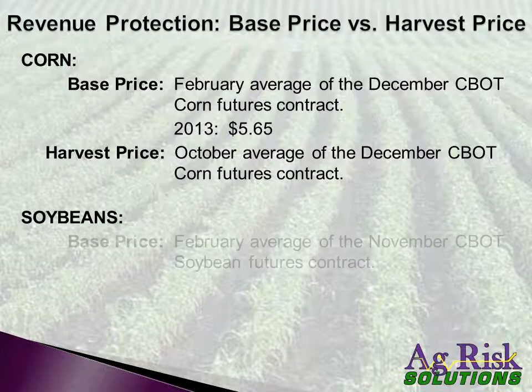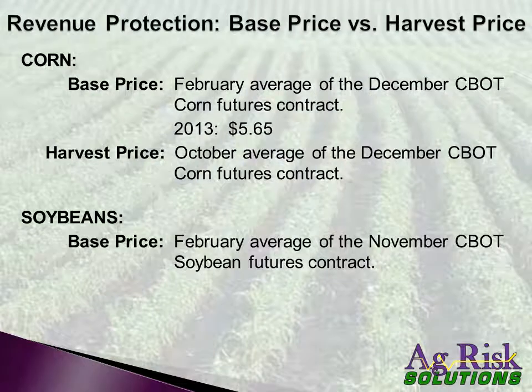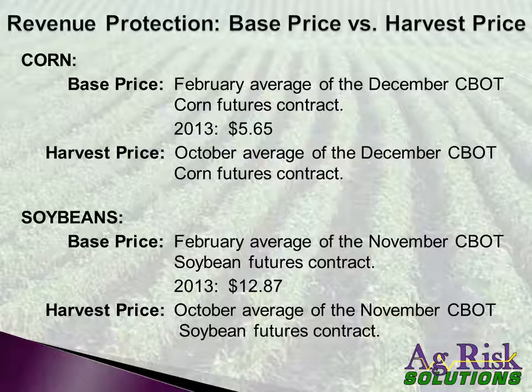Look at the same thing for soybeans. The base price is calculated the exact same way at the exact same time. During the month of February, they'll take the average of the November Chicago Board of Trade soybean futures contract, and for 2013, that base price came in at $12.87 per bushel. The harvest price will be calculated as the October average of the November Chicago Board of Trade soybean futures contract. Again, we do not know at this point what that price will be.